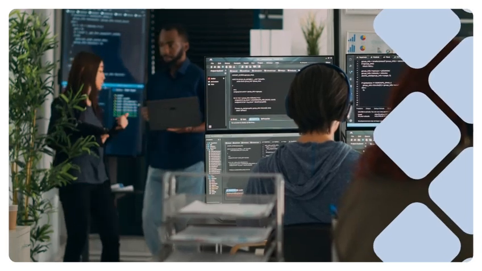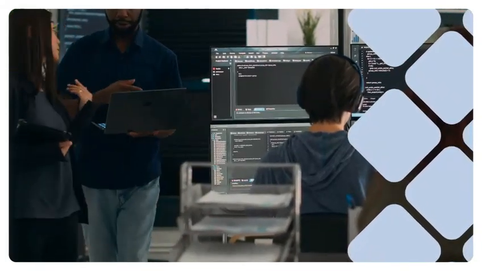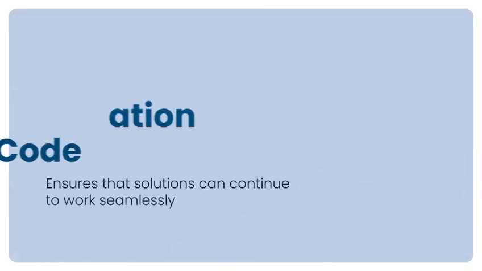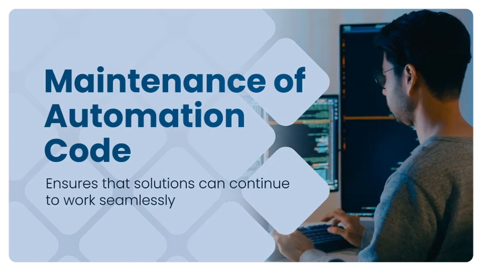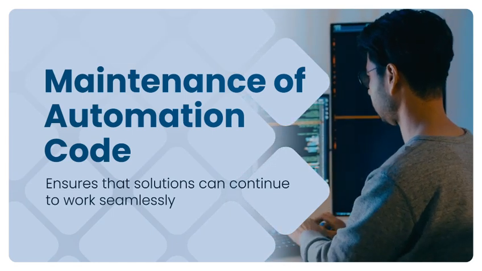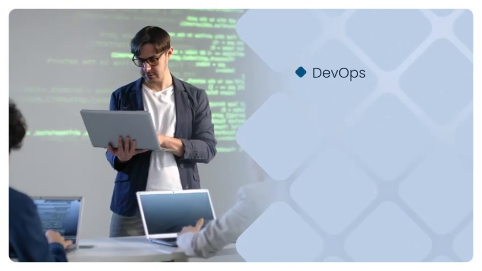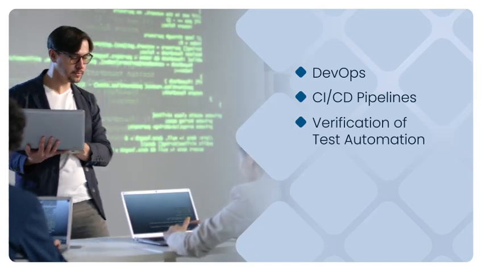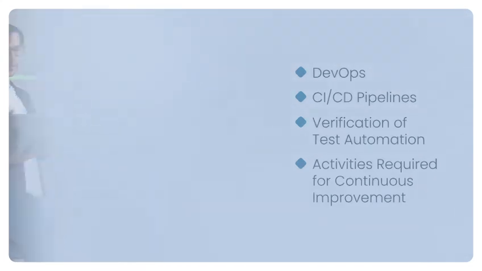The Test Automation Architecture topic now offers a deeper discussion on how to design for and accommodate several projects in an organization. A greater emphasis on maintainability of automation code now ensures that solutions can continue to work seamlessly. We've also added topics on where test automation fits within DevOps and CI/CD pipelines and expanded the discussion on verification of test automation and the activities required for continuous improvement.